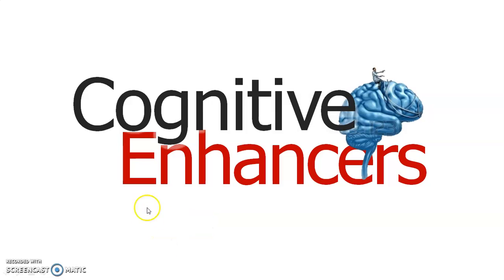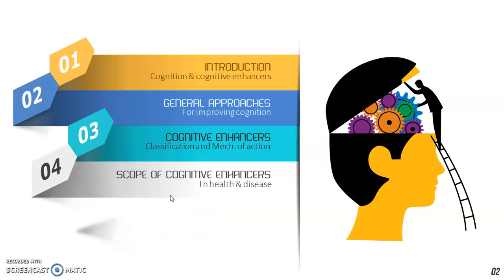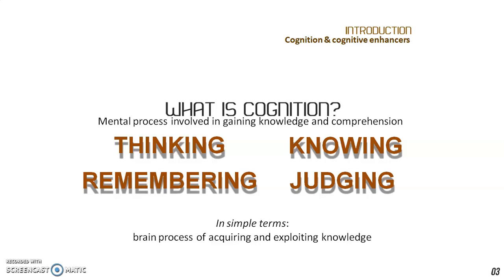Next, let us move on and see what topics we are going to cover. In the introduction, I will be covering cognition and cognitive enhancers, because once cognition is improved by using cognitive enhancers, memory will be much easier. Then we will see the general approach for improving cognition, the cognitive enhancers classification, followed by the mechanism of action, and the scope of cognitive enhancers in health and disease. So let us see about cognition.